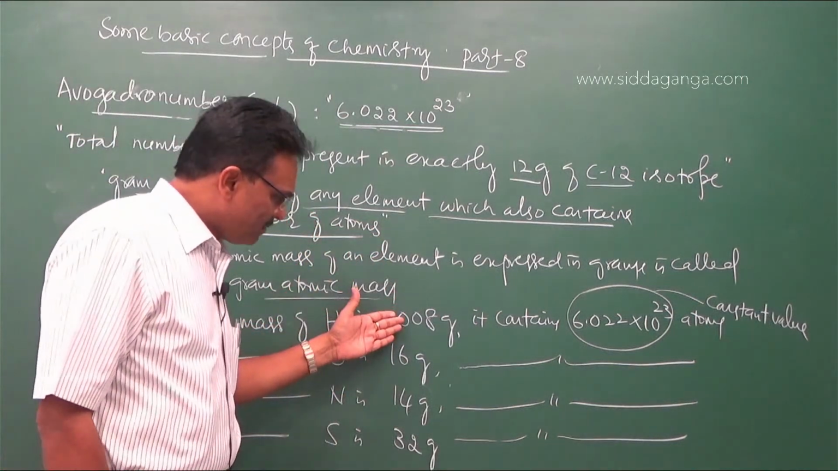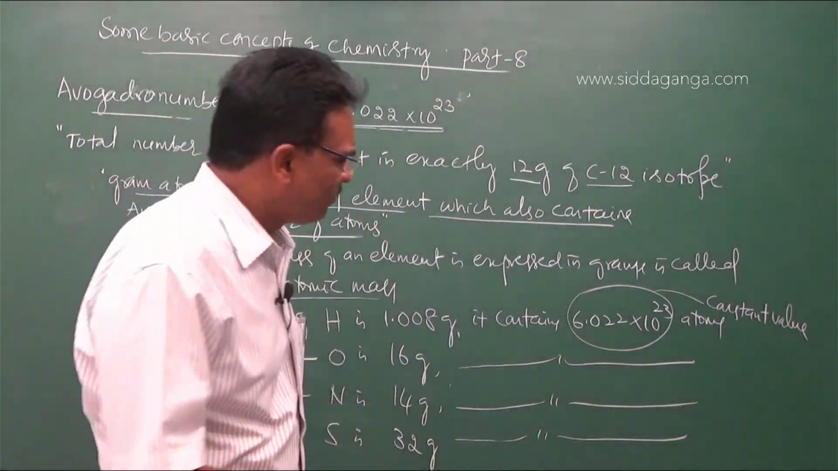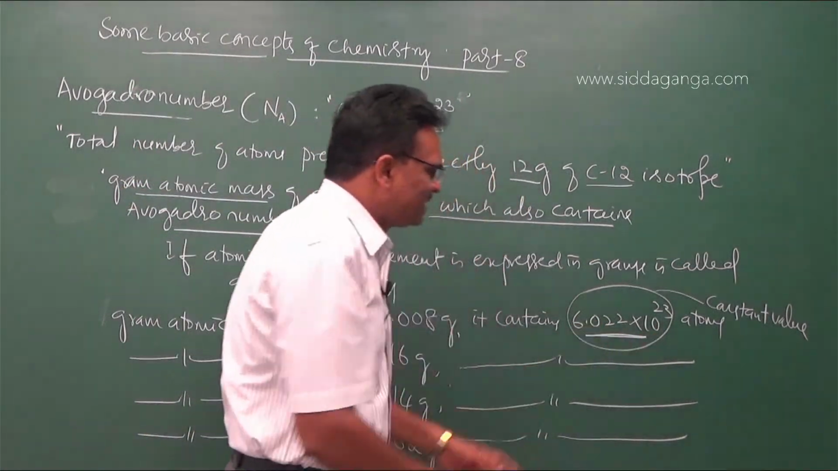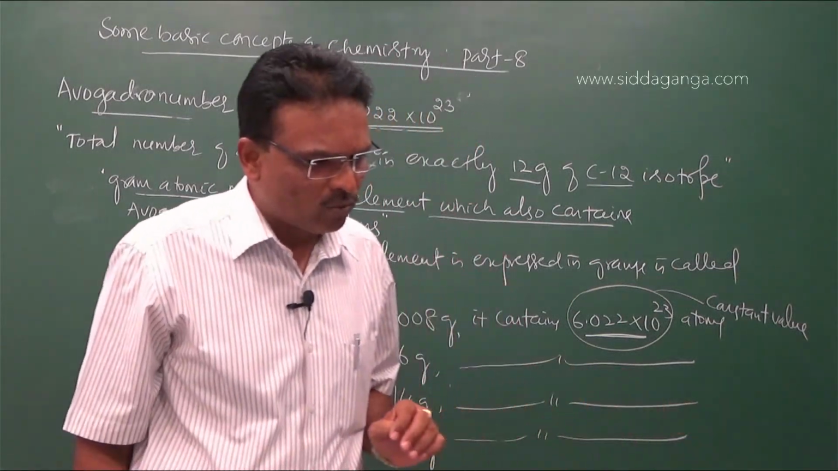So the gram atomic mass of any element contains Avogadro number of atoms. Therefore, this Avogadro number is a constant value. Avogadro number is a constant value. Clear?